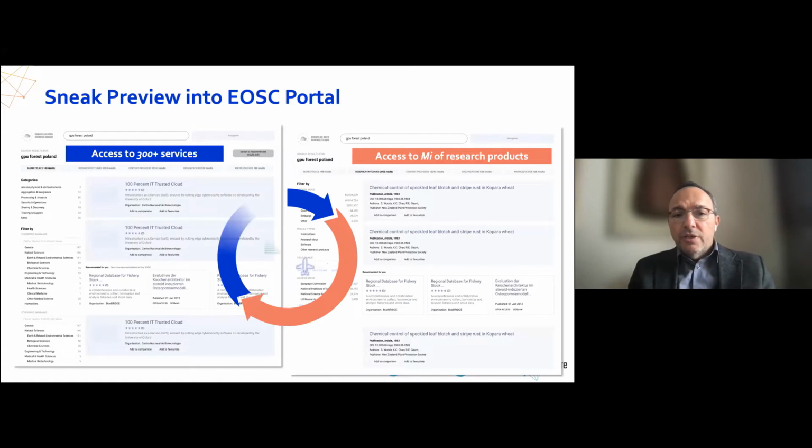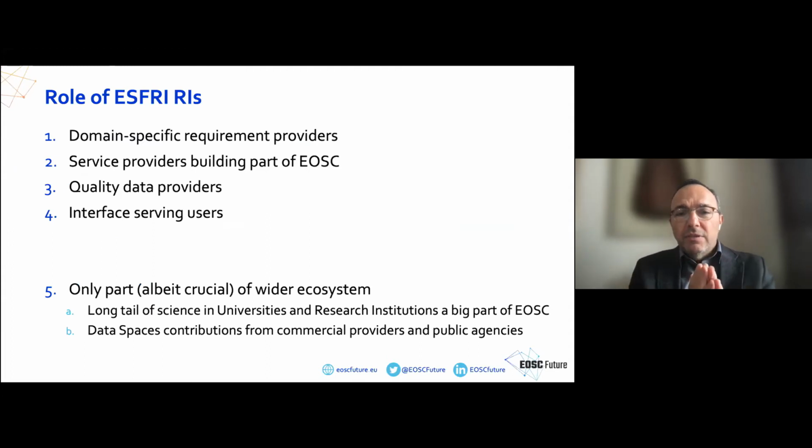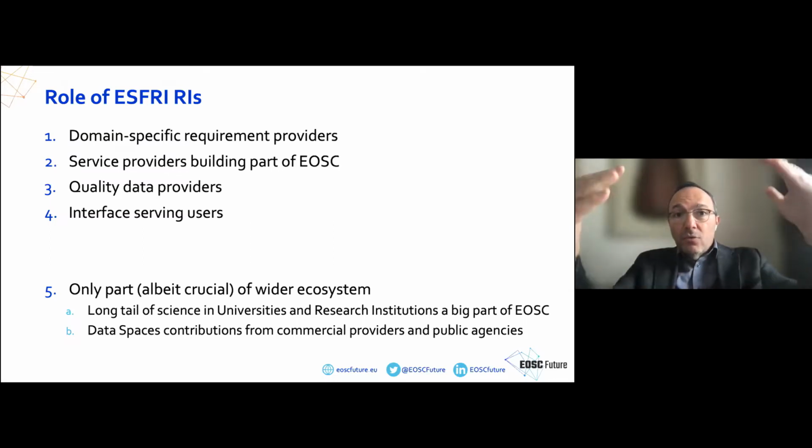And there will be a virtuous circle: you'll be using the services to create research products, and then using your research products with services to create more. Co-design by providers and users is very crucial. In the presence of the ESFRI research infrastructures, the infrastructures in the same project are critical. The ESFRI research infrastructures provide requirements, they build together with others, part of EOSC, and they offer quality data. And the word quality is key there. And of course, they are the ones who have the face to the users.